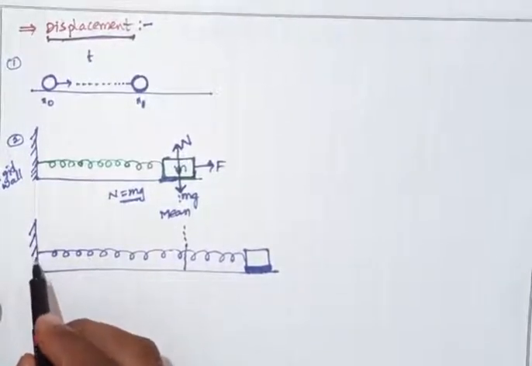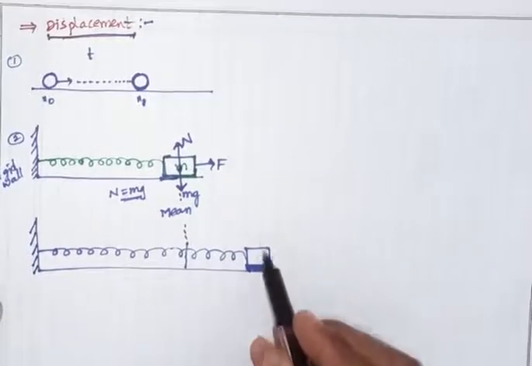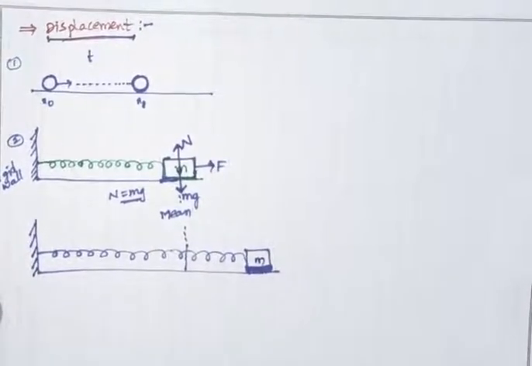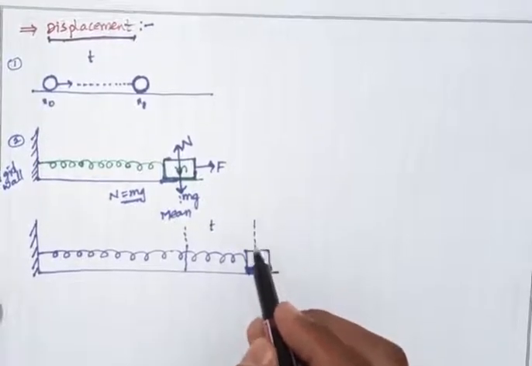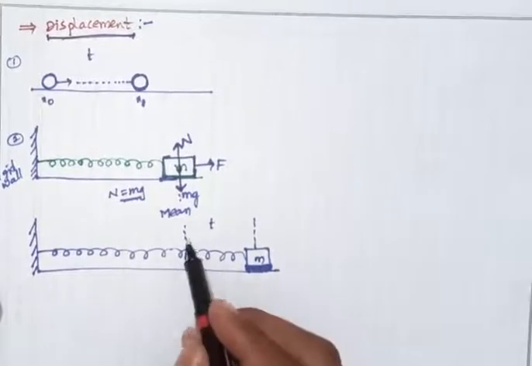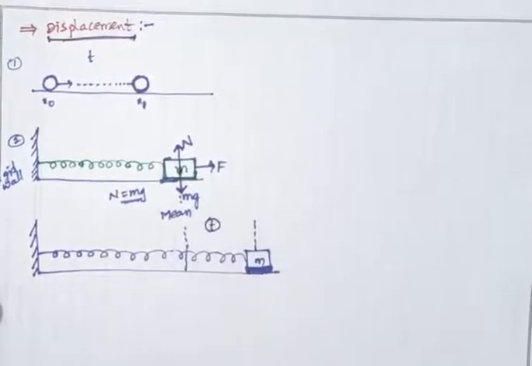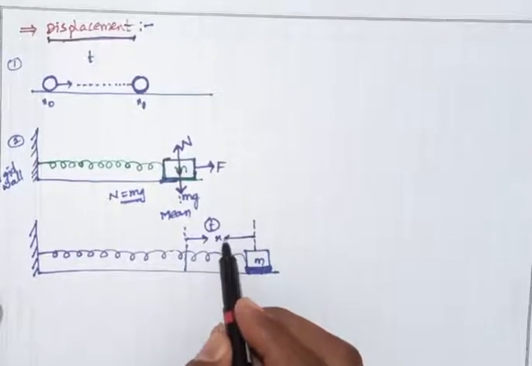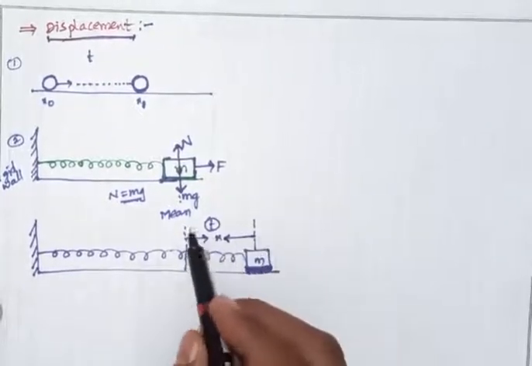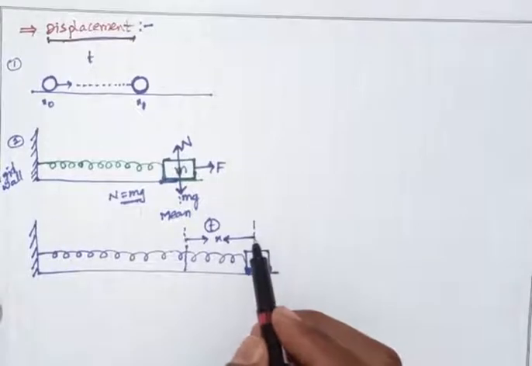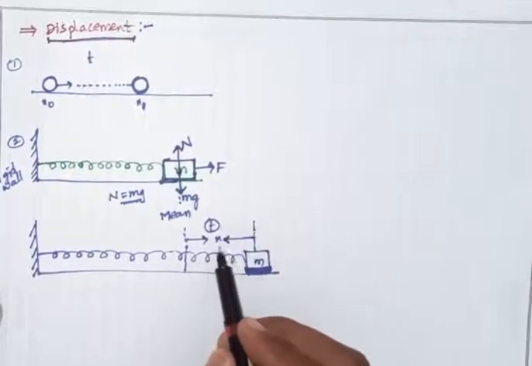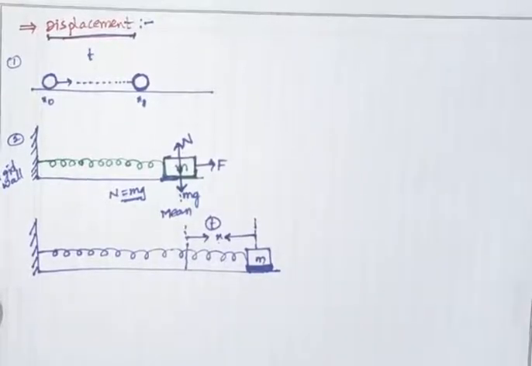This is a rigid wall. After a certain time, what happens? It moves here. So after a certain time, what is the displacement? This is the displacement: from the starting position to the position after time t is called the displacement.